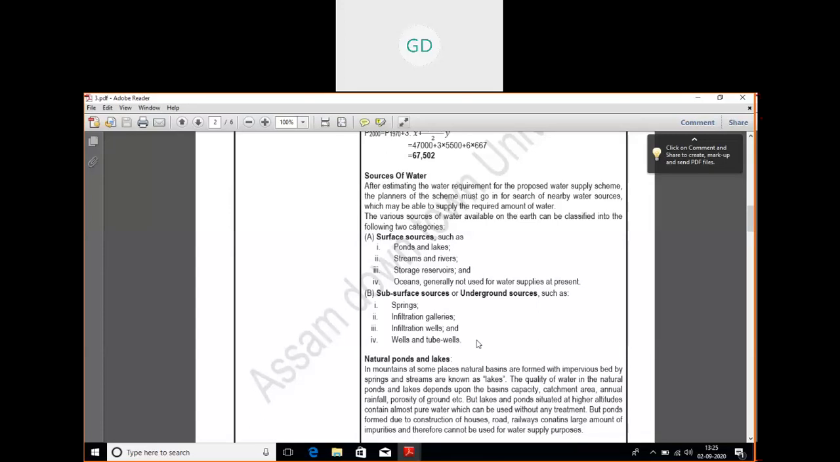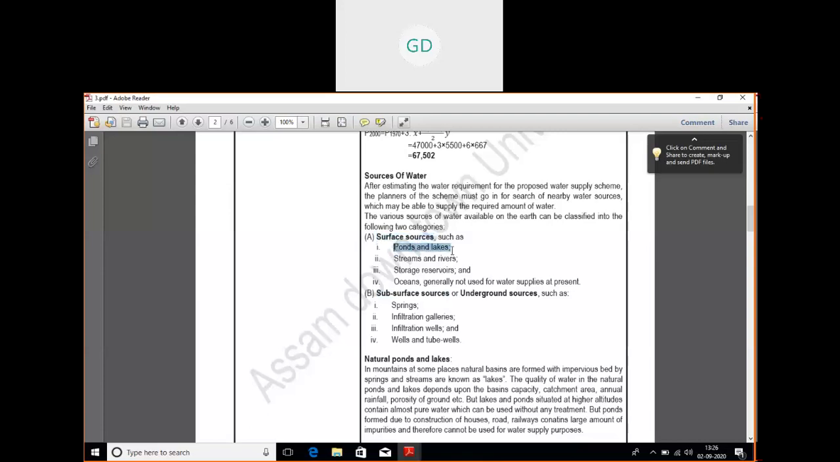You will get this note in your ERP. So if you just write down the sources now, then it will be okay. Otherwise, the definitions are not needed. So let us see what the sources are. Basically, there are two types of sources. One is a surface source, and the other one is a subsurface source, or you can also say underground source.